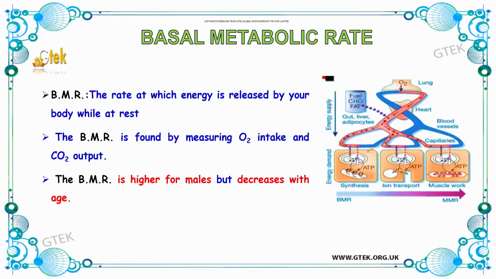Let us see about basal metabolic rate. Basal metabolic rate is nothing but BMR, the rate at which energy is released by your body while at rest. The BMR is found by measuring O2 intake and CO2 output. The BMR is higher for males and decreases with age. Here you can see the O2 intake, synthesis and ion transport. Here the muscle work, the BMR and MMR rate.